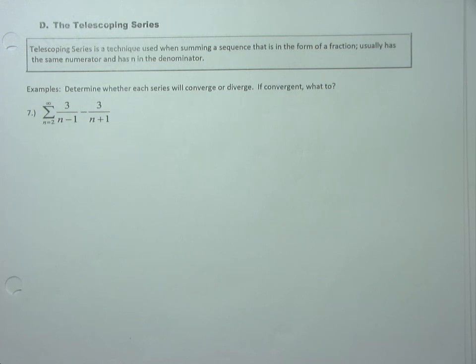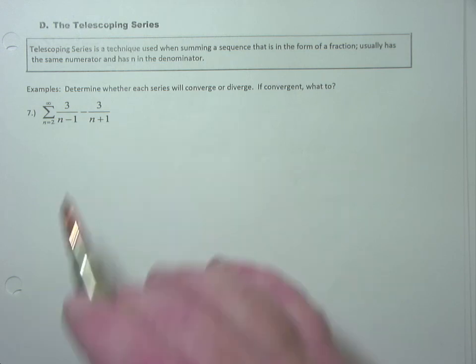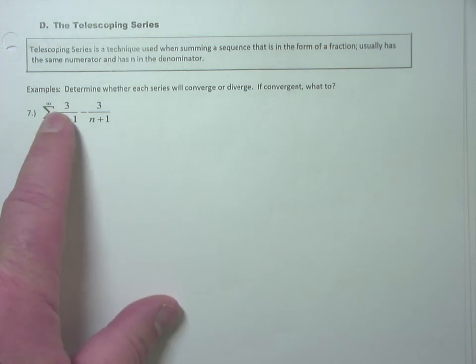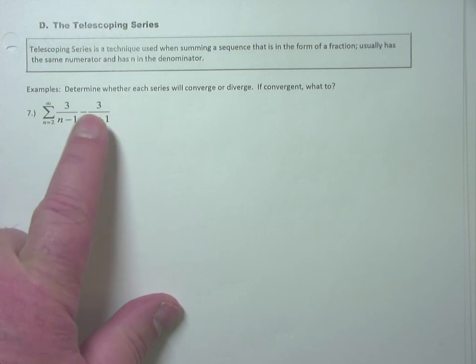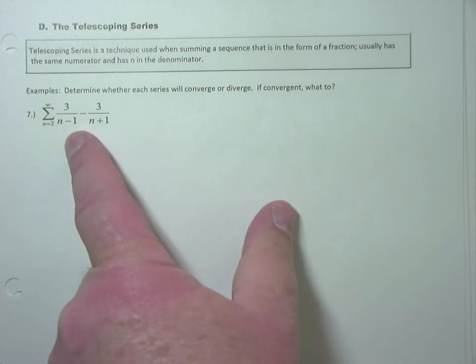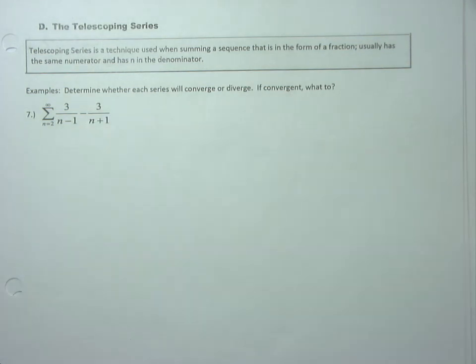Okay, so here's an example of one. The sum as n goes from 2, focus on it, 2 to infinity of 3 over n minus 1 minus 3 over n plus 1. This is a classic telescoping series. How do I know? It is in the form of a series, big old sum, of a rational expression minus a rational expression, a fraction minus a fraction where the numerators are the same. That's your key. The numerators are going to be the same. And it's real simple to figure out what it's going to add up to.